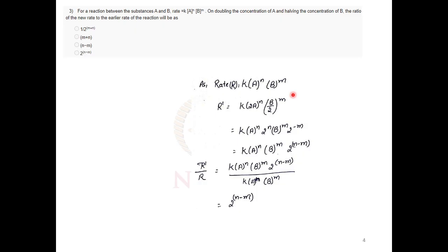The ratio is 2 to the power n, right? So k a to the power n, b to the power m will be cancelled from the numerator and denominator, and you get 2 to the power n minus m. So your answer will be D, right? D will be the answer.